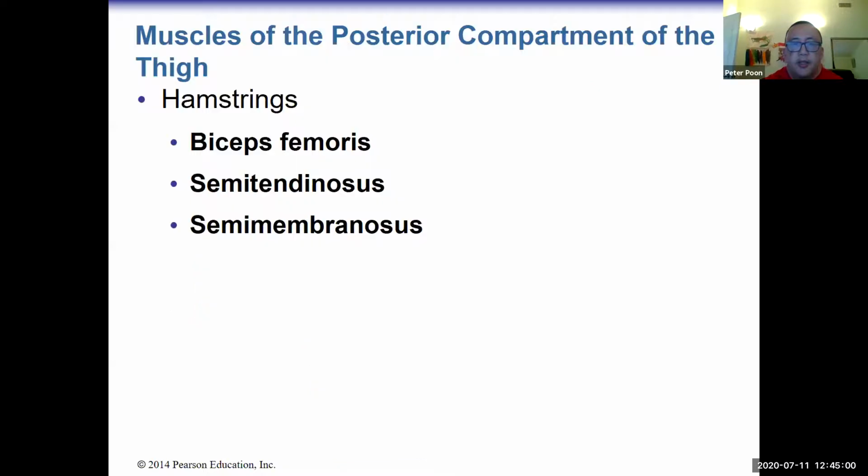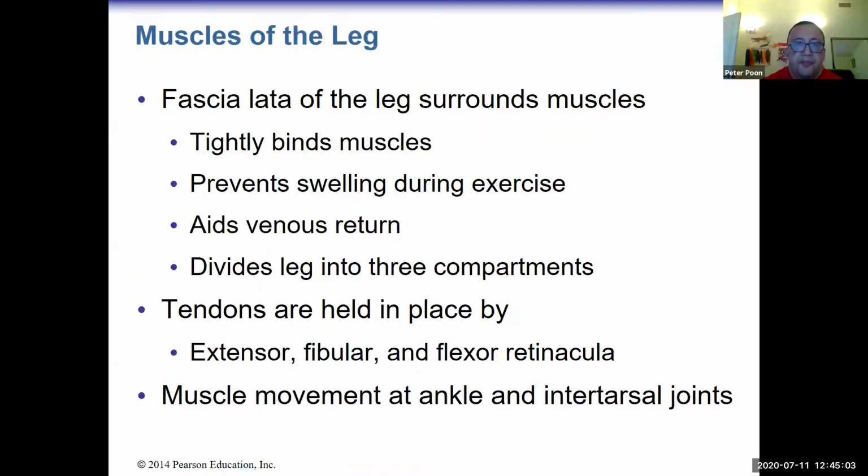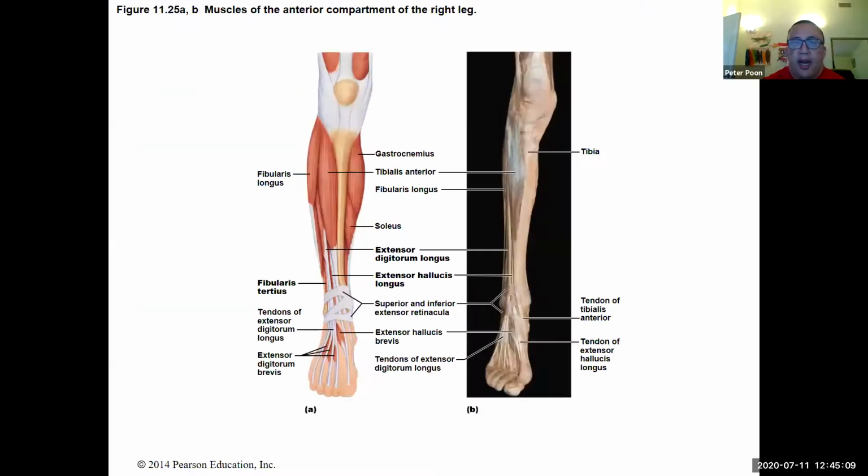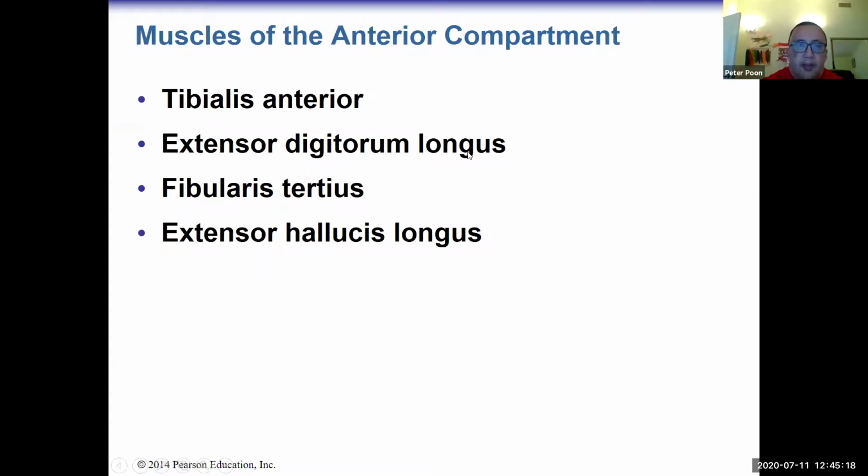All right. So we covered all those. So the leg is divided into 3 compartments. The anterior compartment has 3 muscles that you have to know: tibialis anterior, extensor digitorum longus, extensor hallucis longus. The easy way to remember these 3: Tom, Dick, and Harry. Tibialis anterior, Tom; digitorum longus, Dick; hallucis longus, Harry. They're in the front, so they're going to extend the toes.